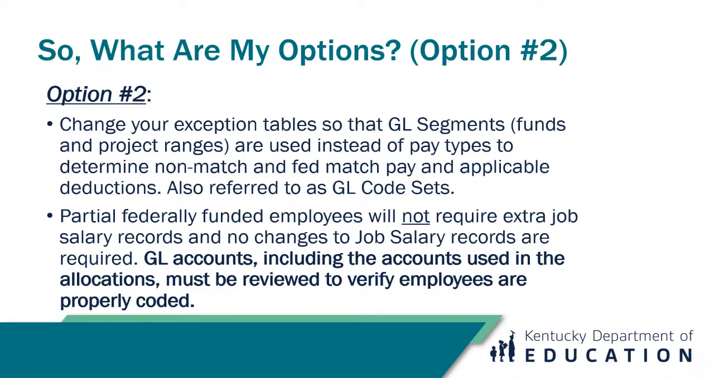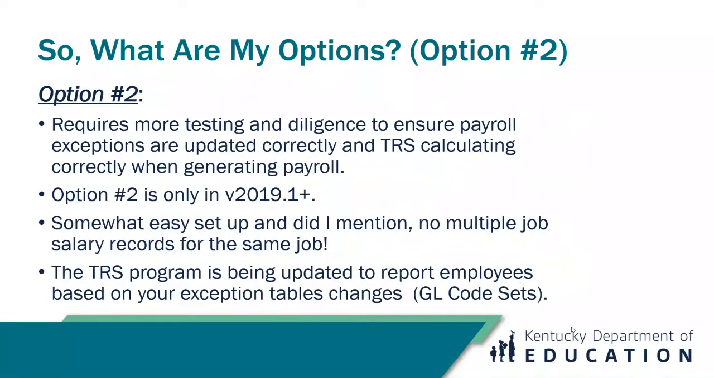And just a little disclaimer there, you do want to verify that the accounts used in the allocations are correct, because I have noticed before testing some stuff that an employee may be coded to a federal match pay type, but their job salary was, I'm sorry, the GL account on their job was not. So those didn't match. So again, it's going to go purely off of the GL account assigned to the employee in job salary. Another thing with option number 2, it's going to require a little more testing and diligence to ensure that payroll exceptions are updated correctly.